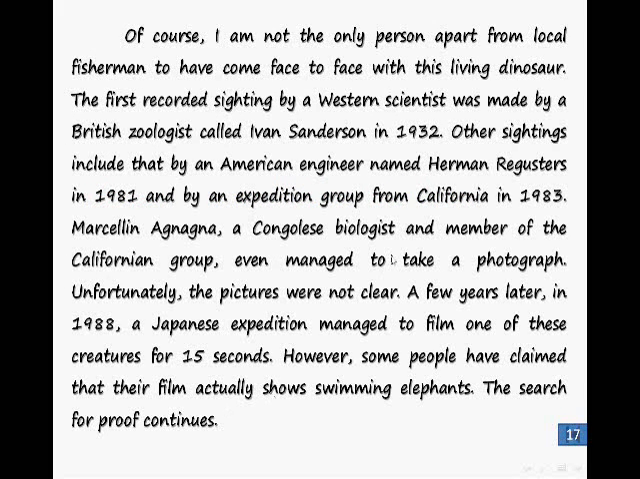So let's have a look at this part. This is the third paragraph, as I think you have noticed. How many names do we have here?